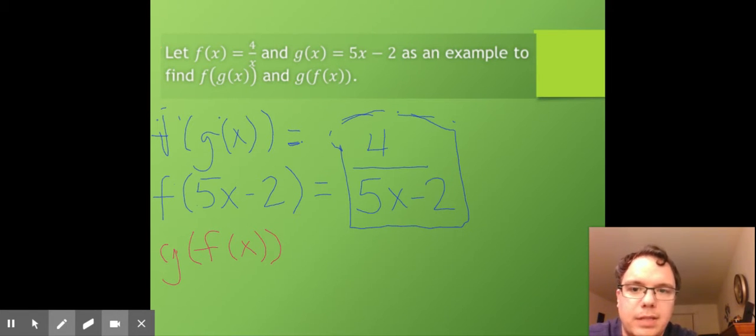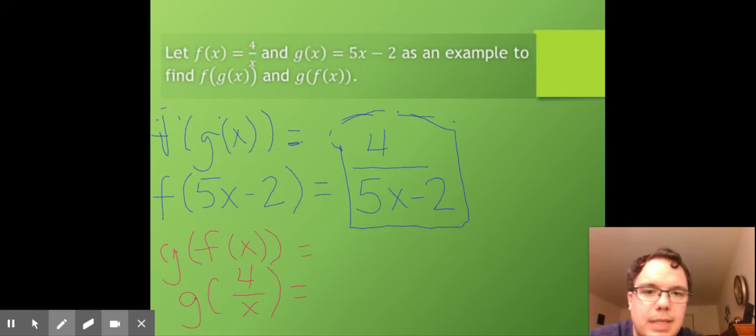And then for g of f of x, we're going to do the same thing. We're going to replace f of x with its expression. So f of x is 4 over x. So anytime I see an x in the g function, we're going to replace it with 4 over x. And if I multiply fractions, remember I multiply straight across. So 5 times 4 is 20. 1 times x is x. And 20 over x minus 2 is an expression that cannot be simplified anymore. So g of f of x is 20 over x minus 2.